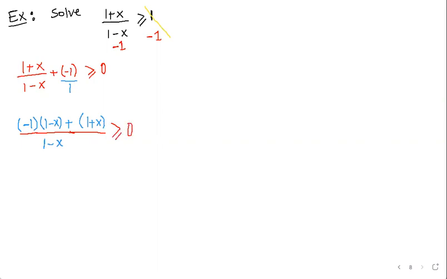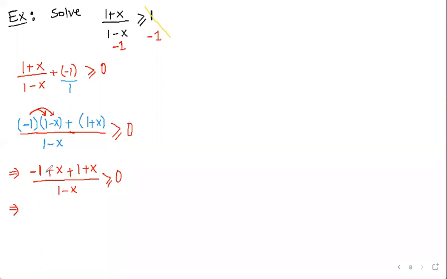We can simplify it more. I get negative 1 times these things, we can distribute. Negative 1 times negative x is positive x. Here we get 1 plus x plus 1 plus x over 1 minus x, greater than or equal to 0. We need to simplify it more.